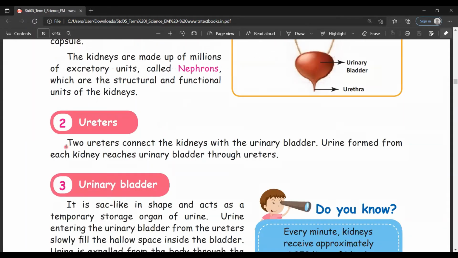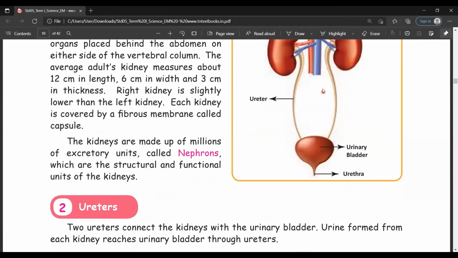The second one is ureters. Two ureters connect the kidneys with the urinary bladder. Look here. See here, the ureter is a tube-like structure, isn't it? So this is the ureter. Two ureters from the kidney connect to the urinary bladder. This is the urinary bladder. So urine is formed here, passed through this ureter, and collected in the urinary bladder. Okay, children, so two ureters connect the kidneys with the urinary bladder.